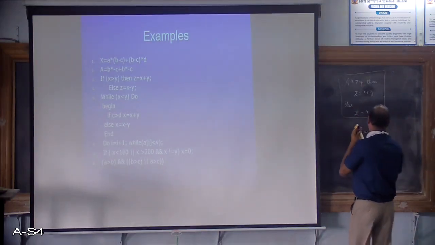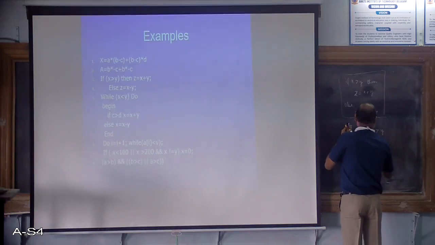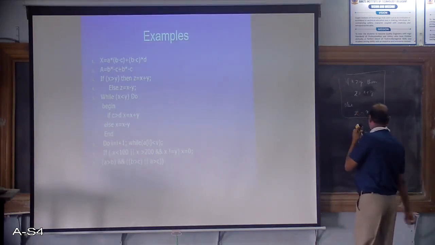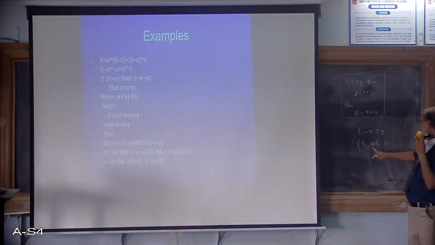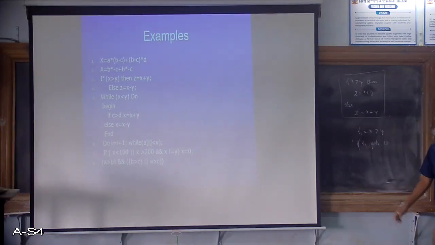If t1, then go to statement number 10, where I have to evaluate z equal to x plus y. Let us see the statement at label 10. Now if t1 is false, then the statement that follows this is executed. What is the statement? That is z equal to x minus y.